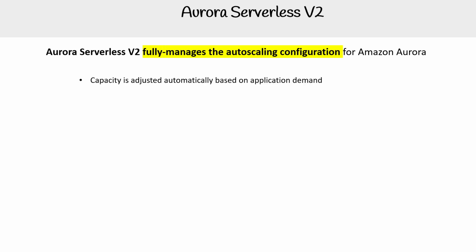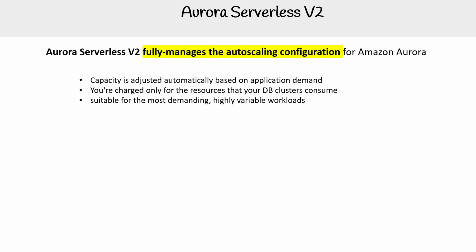Capacity is adjusted automatically based on the application demand. You're charged only for the resources that your DB cluster consumes. Suitable for the most demanding, highly variable workload, Aurora Serverless version 2 does not scale to 0 and must maintain at least 0.5 ACUs. I think the previous one, version 1, would turn off, so it technically did scale to 0, but it just wasn't that great.